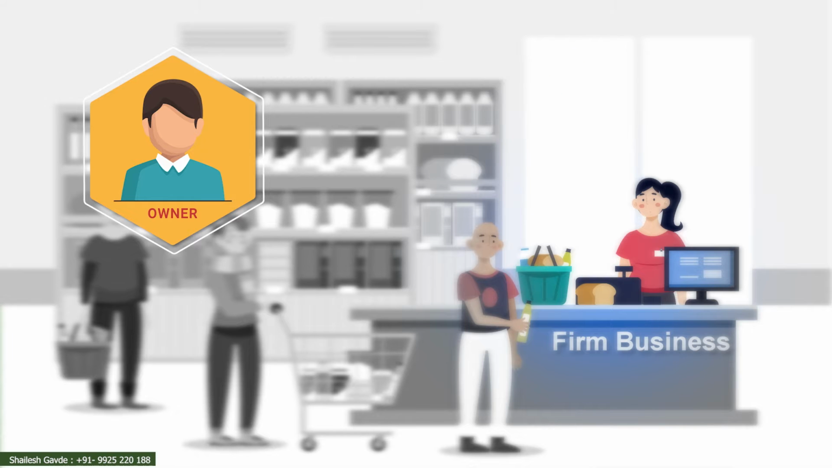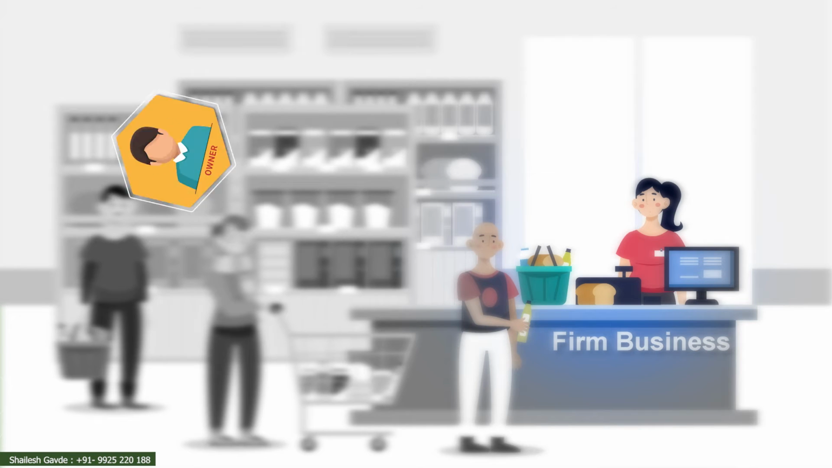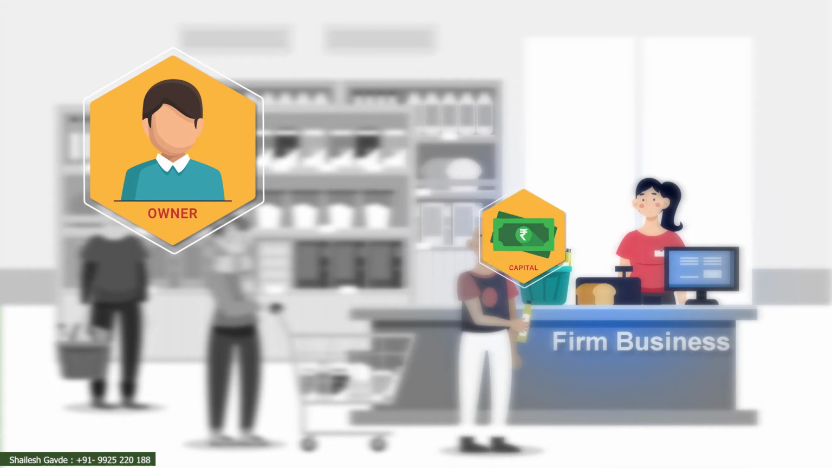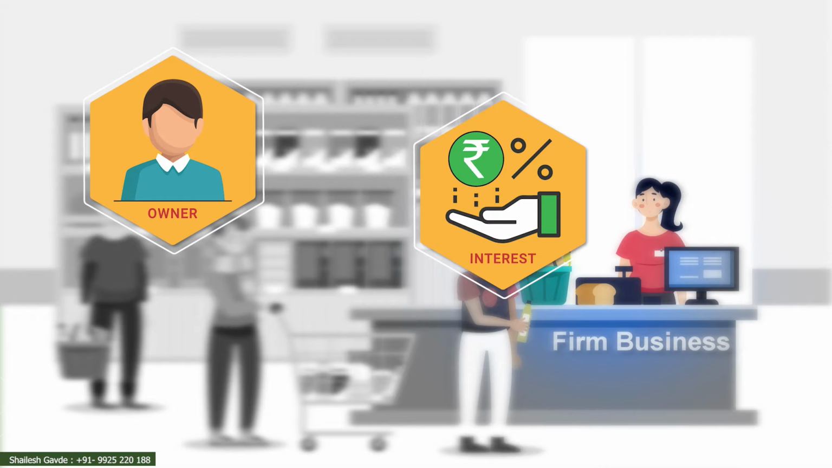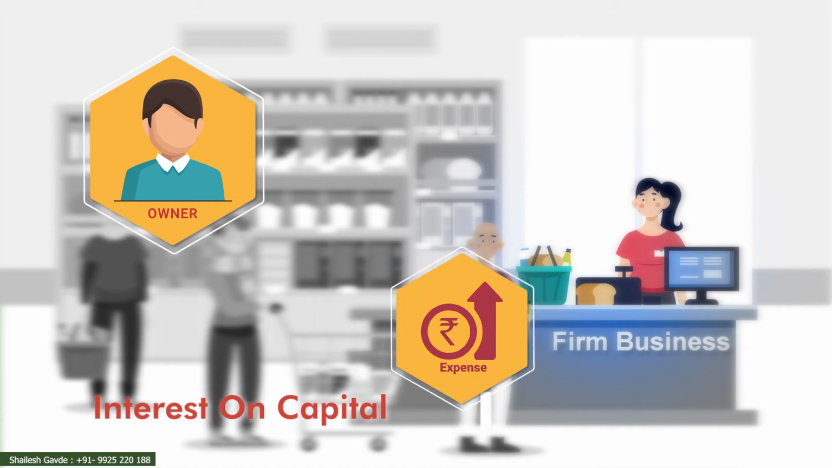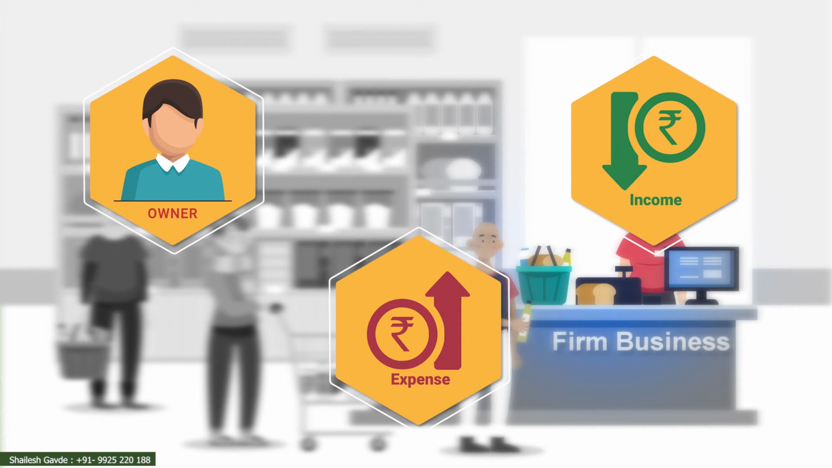When the business closes, the firm has to return that amount to the owner, so capital is treated as a liability of the firm. Capital is the amount which is introduced by the owner and given to the business. So, in return, the firm has to pay interest on this capital, which is termed as interest on capital. It is an expense from the viewpoint of the firm and income for the owner.